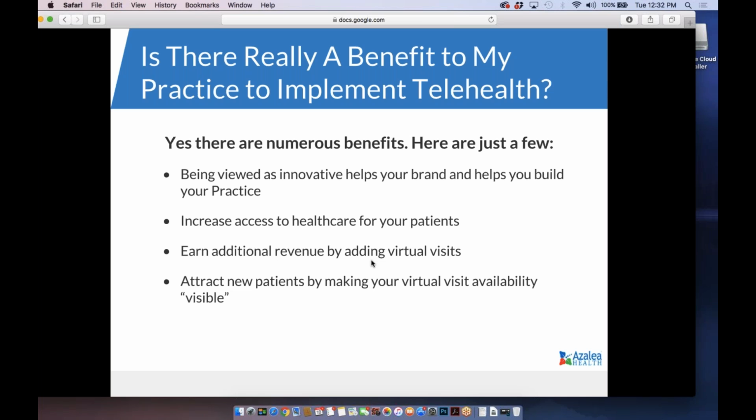Obviously, earning additional revenue is important, as it always will be. The last one is the most important one, though, which is attracting new patients. And as I pointed out earlier, this is an important point. To the extent you adopt telehealth technology today, you're really putting yourself in a position to take advantage of an emerging ecosystem, which I think will come up.